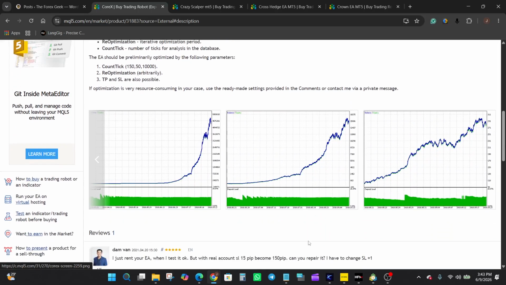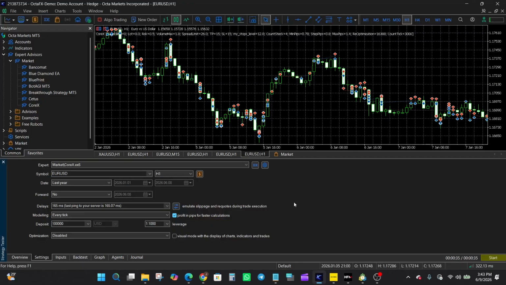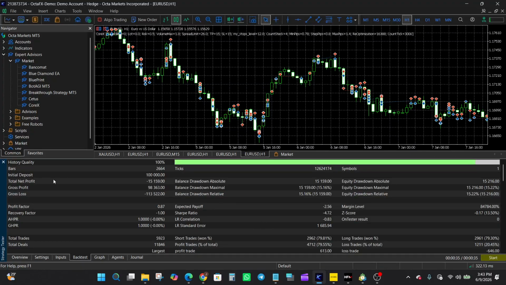Let's just head over to our strategy tester to see how the EA performed over the past 5 months. So we are testing the CoreX EA on EURUSD on the H1 time frame, and we are testing it over the past 5 months from the beginning of this year till date. And as for the delays, we are using the last ping to the server, every tick modeling, and here we go. From an initial deposit of $100,000, the total net profit was negative $15,159.